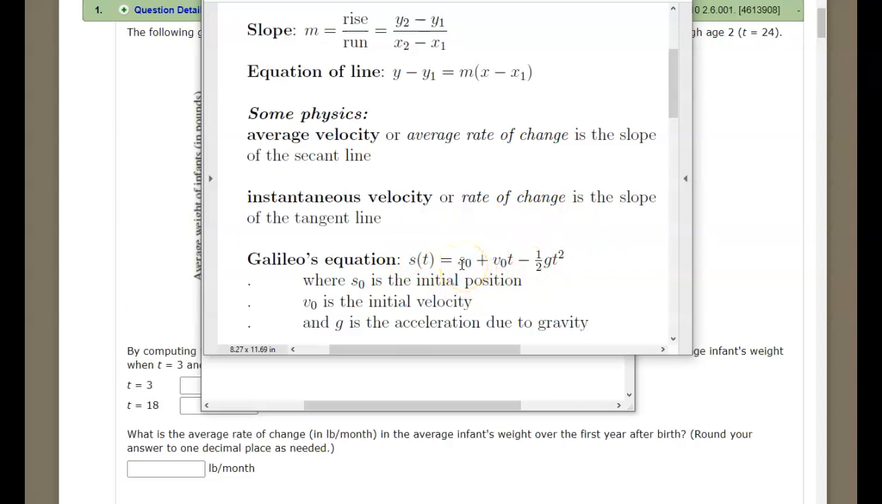S naught is the initial position. If it's on the ground, we say S naught equals 0. Anytime it hits the ground, the position S of t is 0. The initial velocity is the push that you give. So if you're throwing a ball up into the air, you give it a push, it goes up, it slows down, it stops, it turns around, it speeds back up and comes back to your hand or to the ground. V naught is the initial velocity. g is acceleration due to gravity. For Earth, that is 32 feet per second squared, or 9.8 meters per second squared. So you may have seen those numbers before.